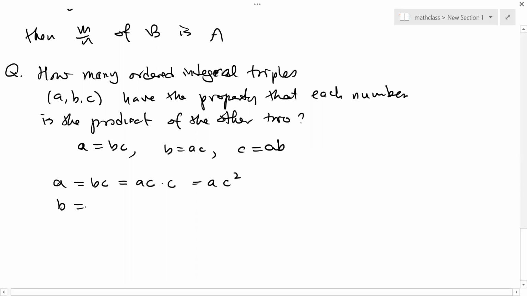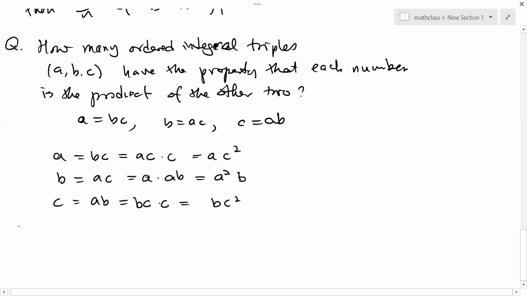So similarly, B equals A times C, and then you get A squared, right? C is going to be replaced by A times B, so you get A squared B. And then C is AB, so I needed to get B squared. So I replace A by B times C, then C here, so then you get BC squared.